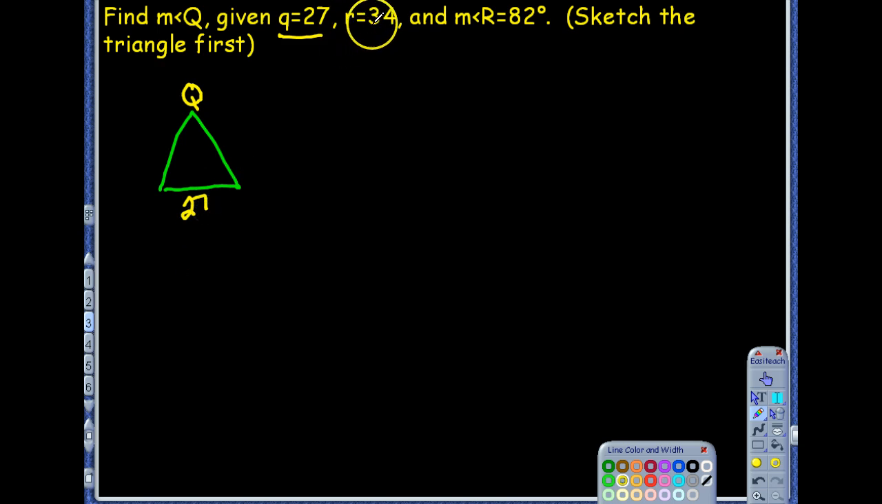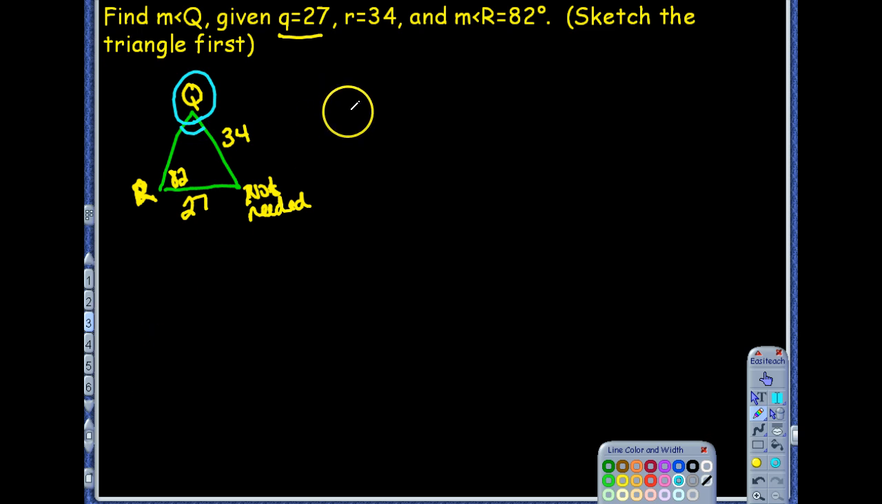And then r and the measure of angle R are the other two things they give me. It doesn't matter which vertex I label, it's just a sketch. So let's call this side r, our 34, and the measure of angle R should be across from that lowercase r, our 82. I'm just going to write an R here. Notice they don't give you the vertex for the other angle, because we don't know it and we don't need it. We need to determine the measure of angle Q, so we're trying to find this measure right here.